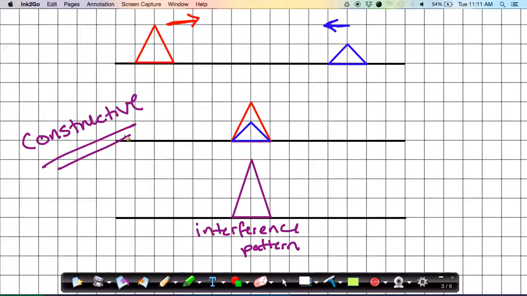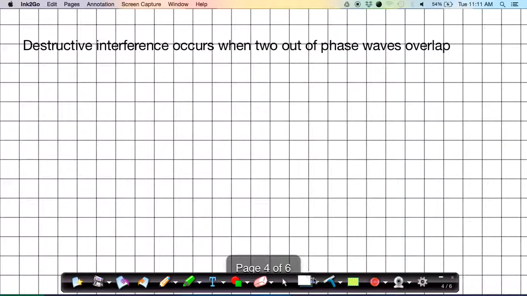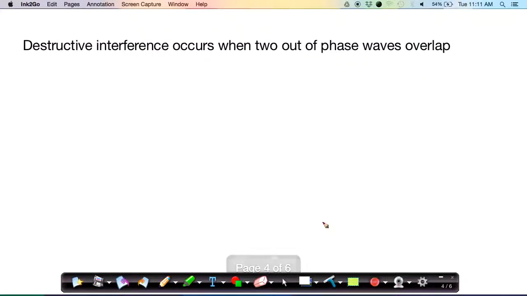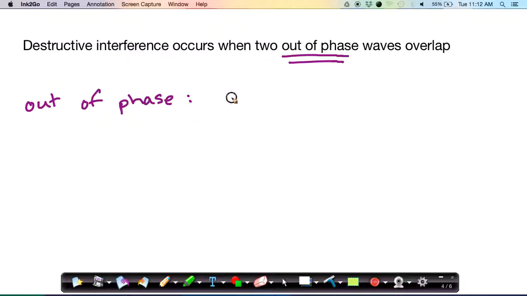So next we want to take a look at destructive interference. Destructive interference is going to occur when we have two waves that are out of phase. So again, we're describing the phase relationship here as out of phase. There's a number of different ways we could define an out of phase relationship, but we're going to keep it simple. In the case of destructive interference, when waves are out of phase, we're just going to say that this involves crests overlapping with troughs.